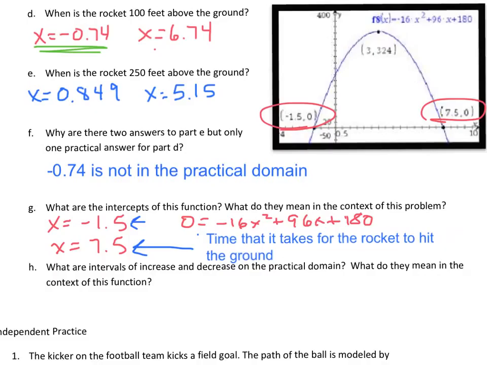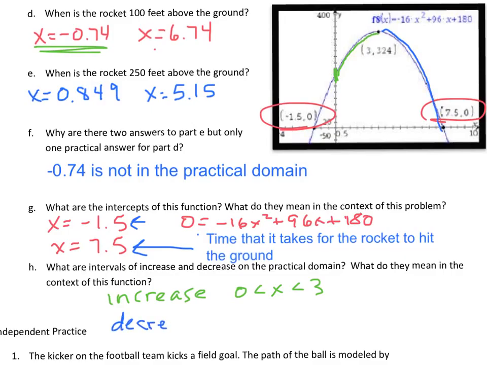Alright, what are the intervals of increase and decrease in the practical domain, and what do they mean in the context of the problem? Alright, so intervals of increase and decrease in the practical domain. If we are increasing in the practical domain, we start off at x equals 0 and it increases until x is 3. So this is when the rocket is rising. So it goes when x is between 0 and 3, and x here is representing the time. And then decrease would be from 3 to 7.5.